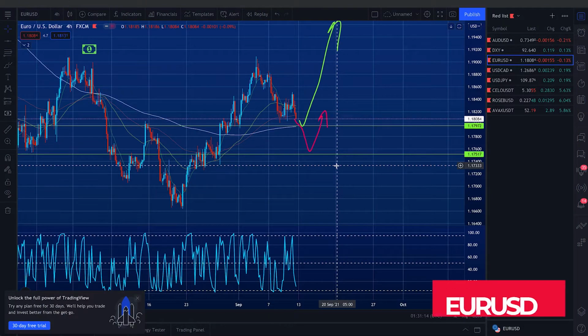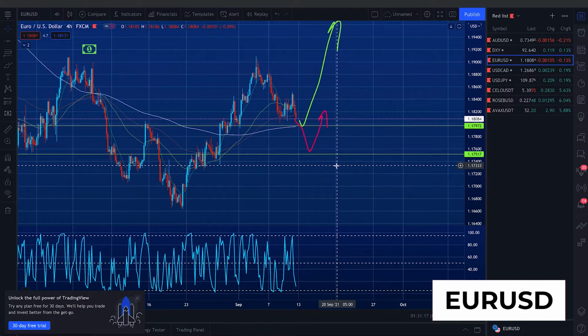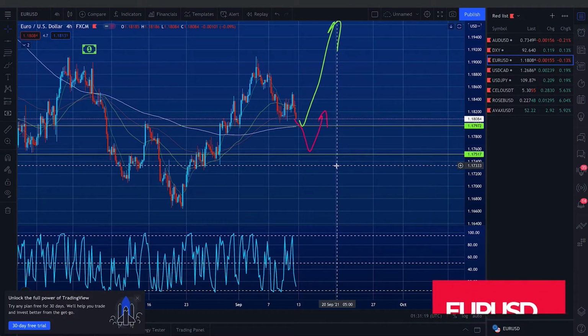Okay, so for the euro dollar, it's very similar price action to the Aussie dollar, corrected to the downside after 2 weeks of bullish sharp move. We could see this correction continue in the coming week, but the downside is capped.